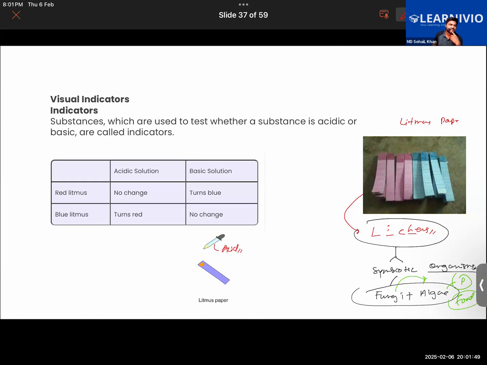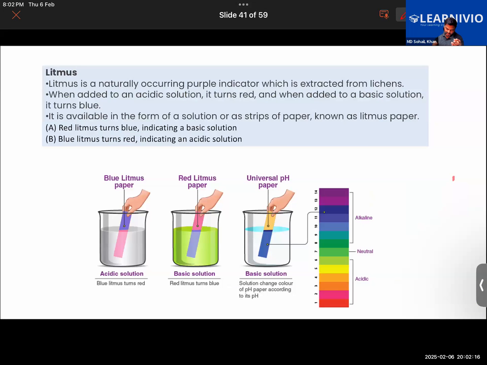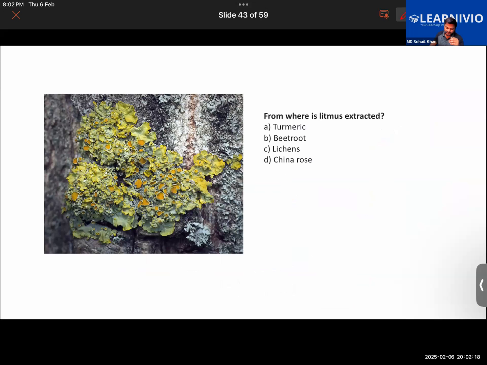We can get it from certain shops in the market, or many times you might not get it from shops, so you can order it online. There are various places from where you can purchase the litmus paper, like Amazon or some website. In fact, we can prepare it at home also, but in order to prepare it, we need this thing called lichen.